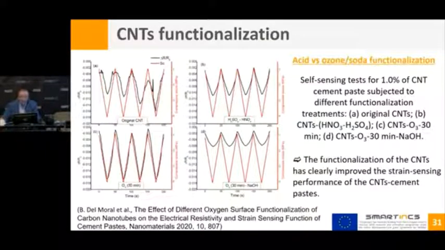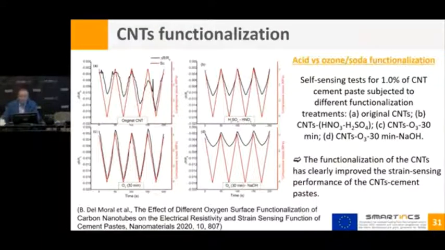And on the contrary, if you compare the response of this system with the response of this system here, where they used the carbon nanotubes functionalized with ozone and soda, the response of the sensor in black is maybe lower with respect to the previous system where the carbon nanotubes were not functionalized. But as you can see, there is no more drift of the baseline, and the response of the sensor is repeatable. So this is also an important feature for a sensor, to have a certain repeatability over time, and of course there is no drift.